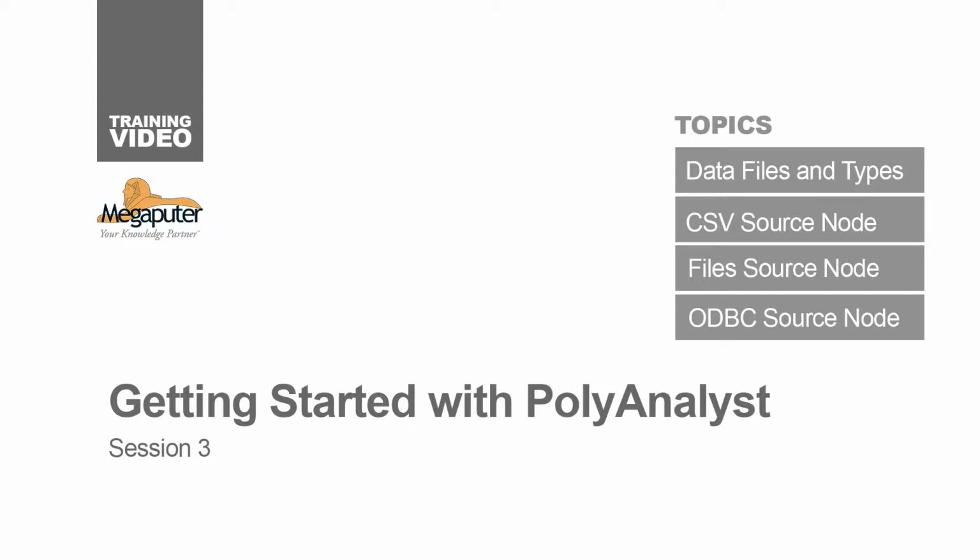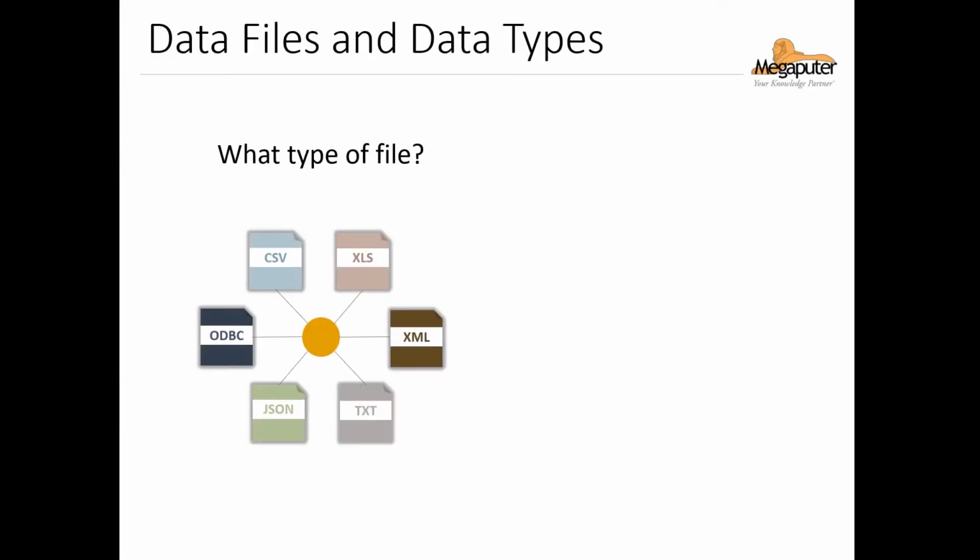In this module, we'll be going over data loading, which is the first stage in a typical text analysis workflow. There are two important things to consider when loading data into PolyAnalyst. First, what type of file do we have for our source data, or where is that data located? Is it in a CSV file? Is it located in a database or on a website? This will help us choose which data loading node to use.